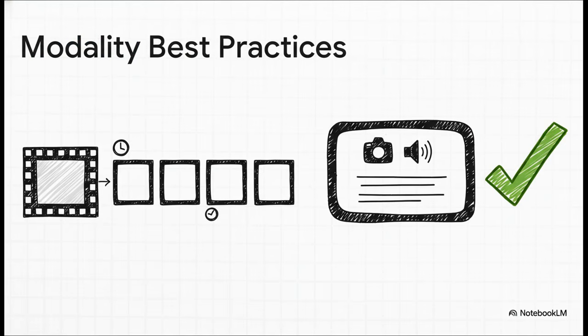Just a couple of quick best practices for you here. For video, think of it as a flipbook. Just feed it a sequence of individual frames. Usually, about 1 frame per second is plenty. And here's a big one. For the best results, always put your image or audio data before the text in your prompt.